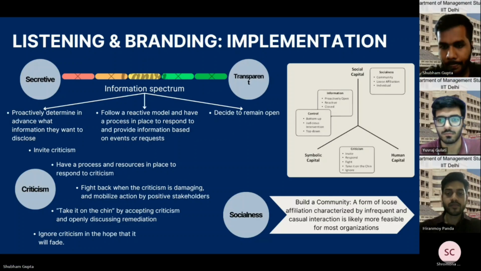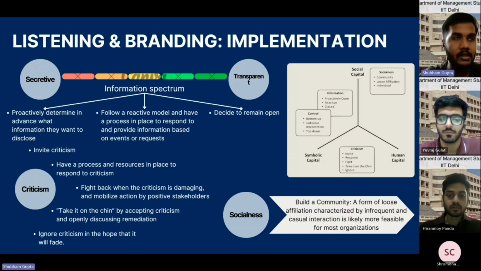Then it comes to socialness. This basically means a form of loose affiliation characterized by infrequent and casual interactions, and is more likely to be feasible for most organizations. So how do you build communities of your customers? Do customers interact with you just as individuals, or do you want to build a community? That depends on how social you want your organization to be.